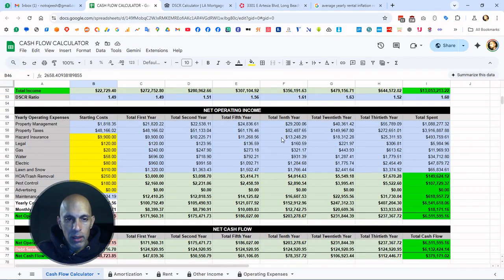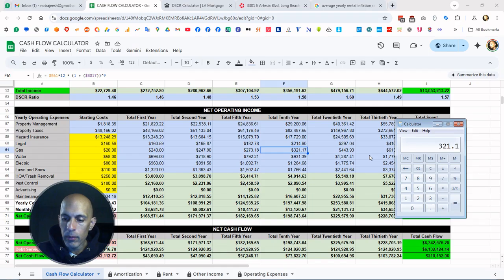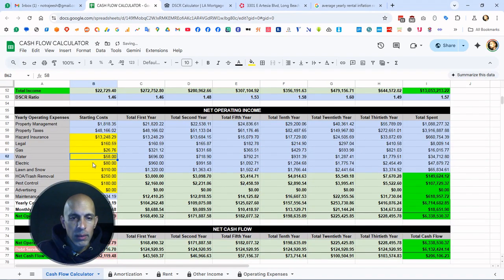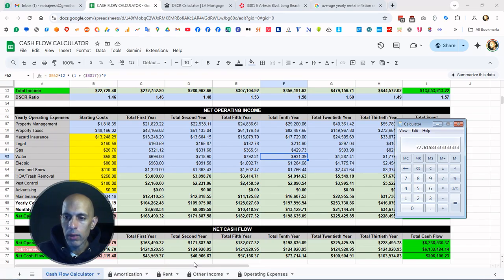So year 10, we are looking at hazard insurance of about $13,000 per year. Legal will be about $160 a month. Gas will be 321.17 divided by 12, which is 26.76. So that went up. Then 931.39 divided by 12 is 77.62.